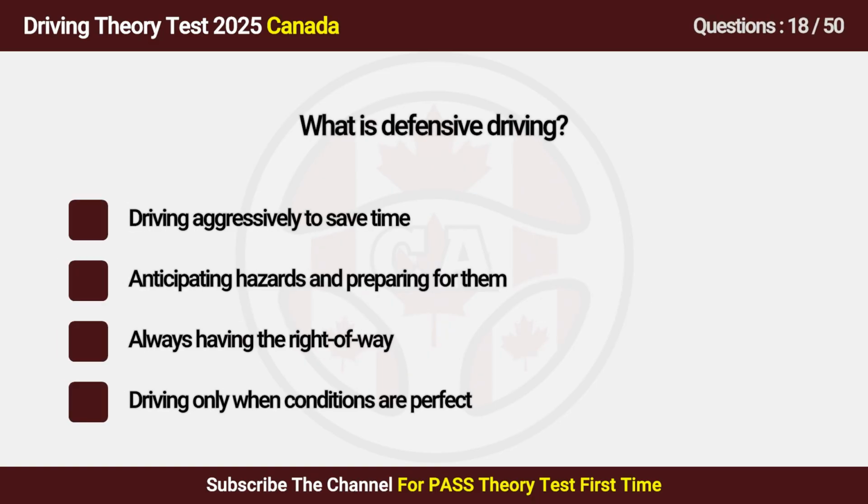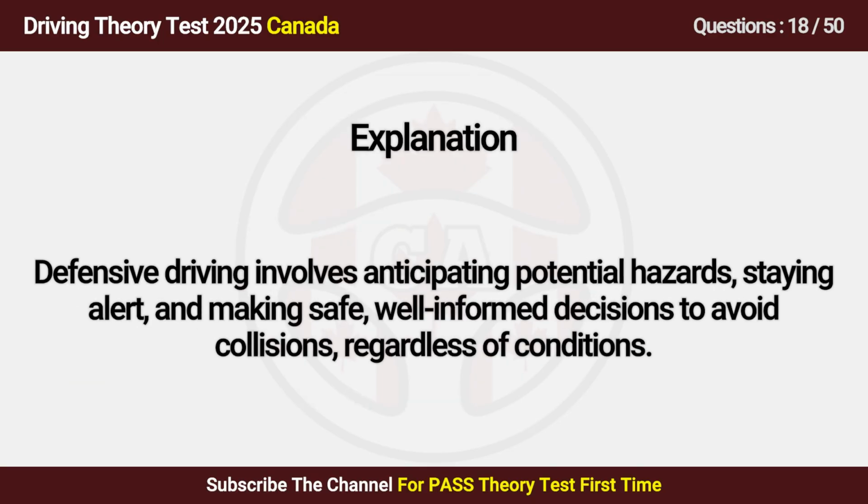Question 18. What is defensive driving? A. Driving aggressively to save time. B. Anticipating hazards and preparing for them. C. Always having the right of way. D. Driving only when conditions are perfect. Answer is B. Anticipating hazards and preparing for them. Defensive driving involves anticipating potential hazards, staying alert and making safe decisions to avoid collisions, regardless of conditions.